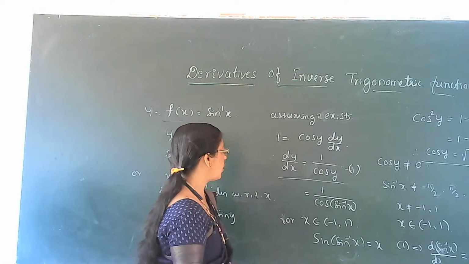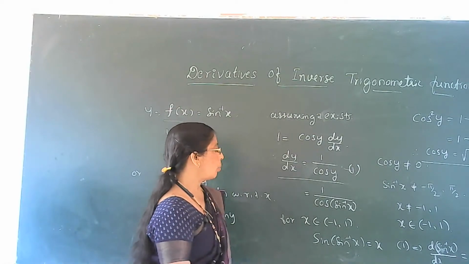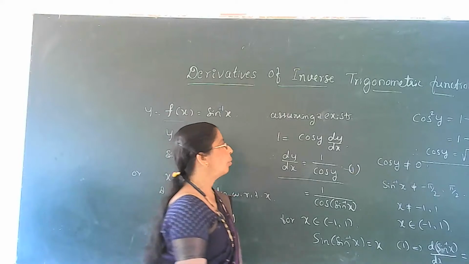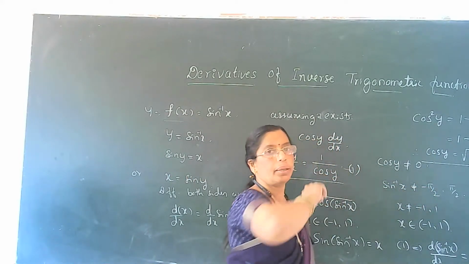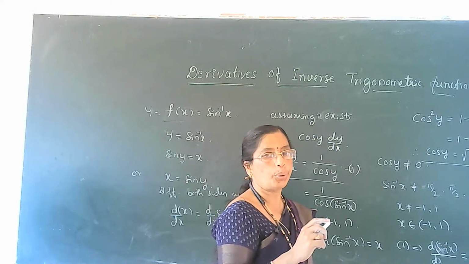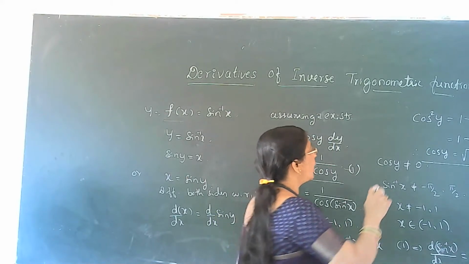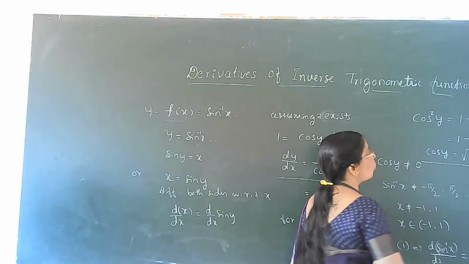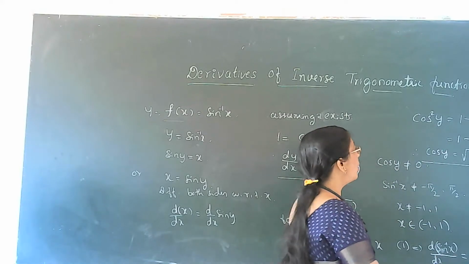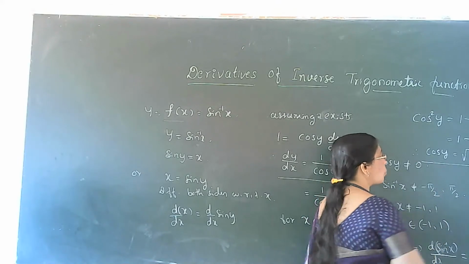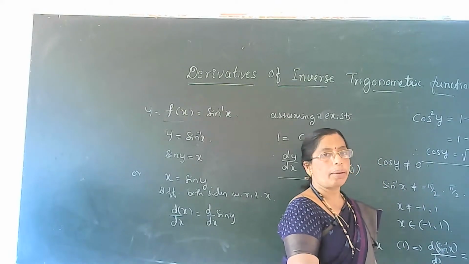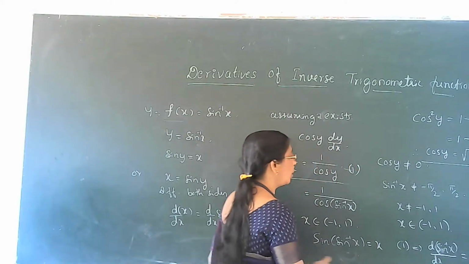Therefore, sin of sin inverse x is equal to x, you know it. Then by the identity, cos square y plus sin square y is equal to 1. So cos square y is equal to 1 minus sin square y, which is equal to 1 minus x square. Therefore, cos y is equal to root of 1 minus x square.